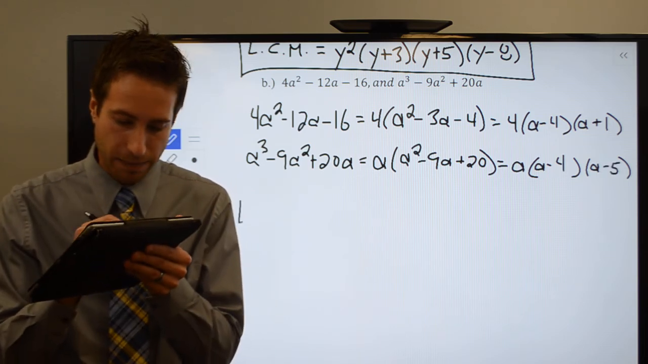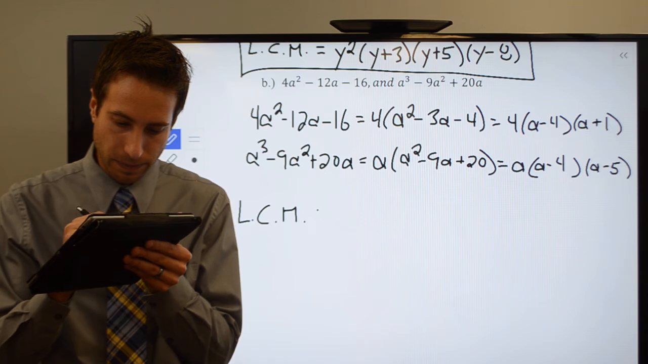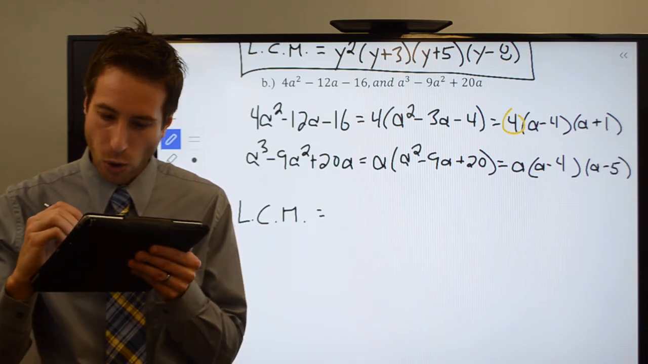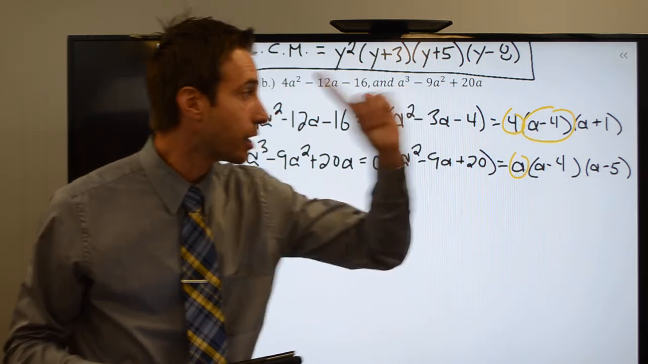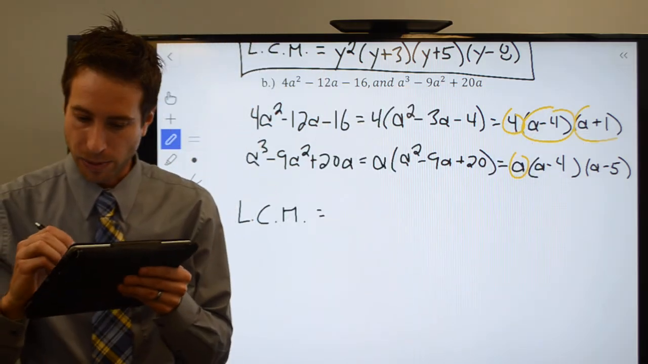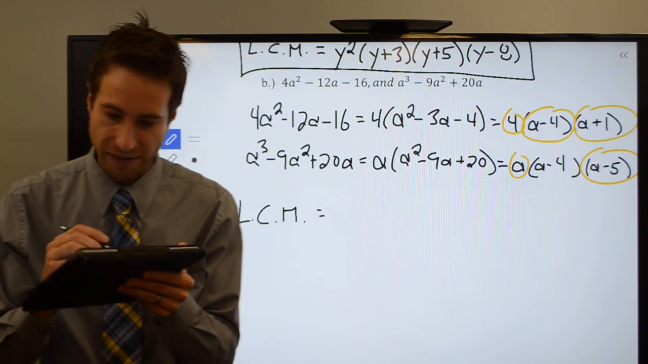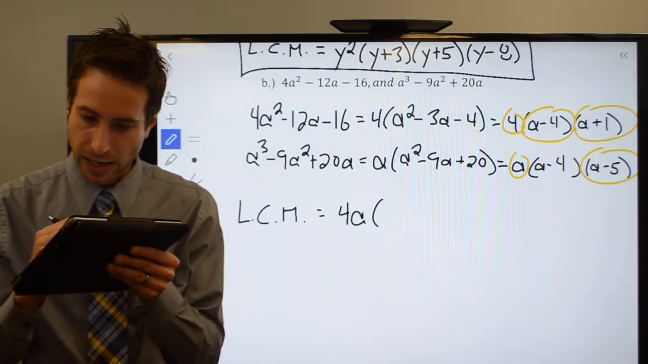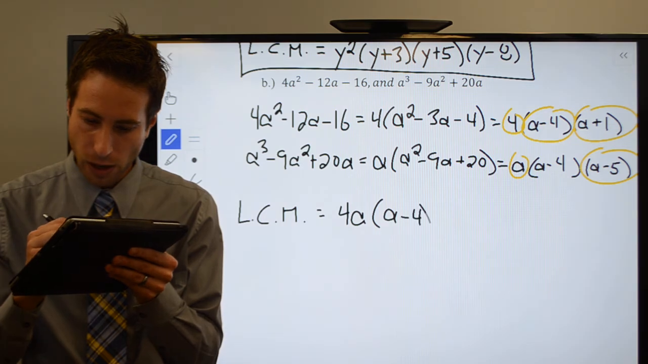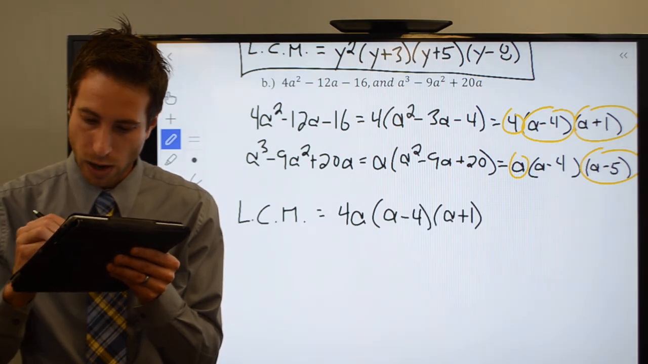So my LCM, well, I've got a 4 and an a. I've got an a minus 4. It shows up twice. You keep one of them. A plus 1, a minus 5. My LCM is going to be 4a, and then it's going to be an a minus 4, an a plus 1, and a minus 5.